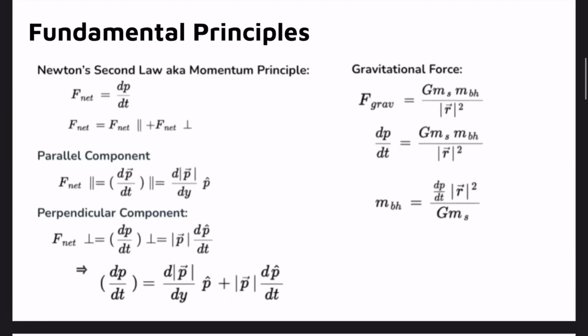Moving on to the fundamental principles for the first assignment. Here we look into Newton's second law and note that F net is equal to the sum of parallel forces and the perpendicular forces. F net is also equal to dp over dt, which you can see down below. We also have the gravitational force here and the M_BH, which we will use further down.